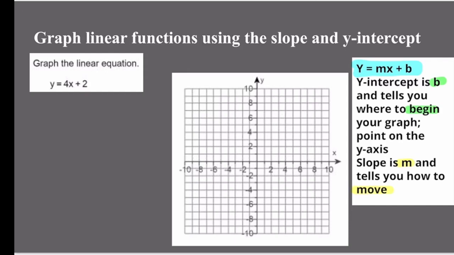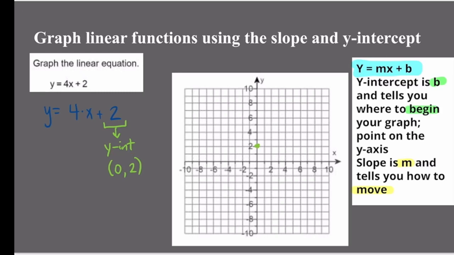So in the equation that we have here, y equals 4 times x plus 2, we have to graph this. 2 is my constant, which means my y-intercept is going to be at the point (0, 2). So on the y-axis, I'm going to go to where the number 2 is, and that's going to be my beginning point. That's where I can start.